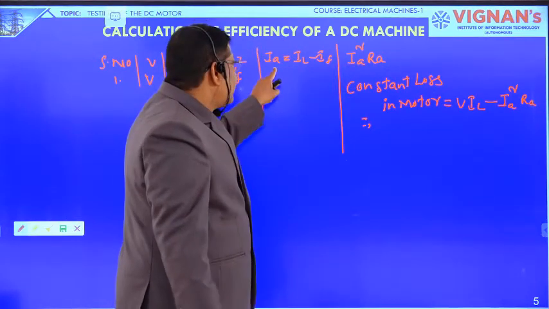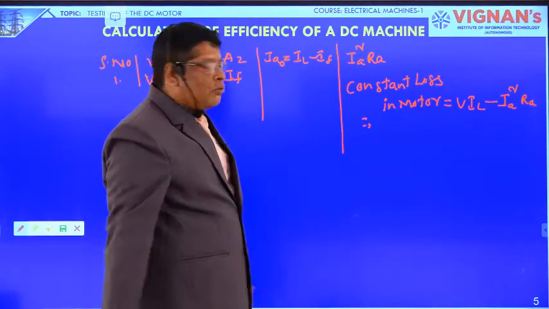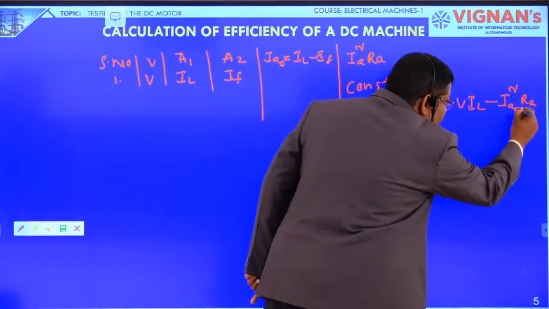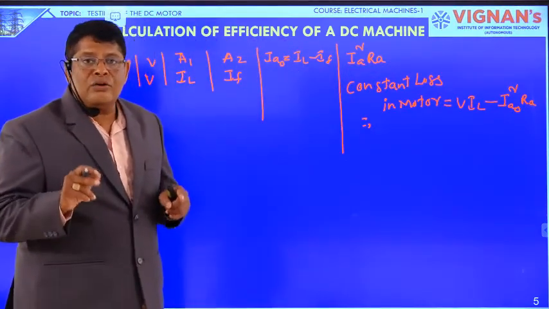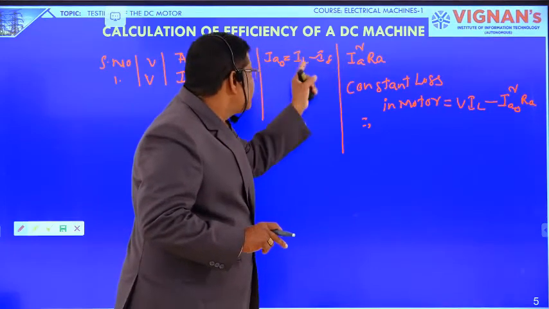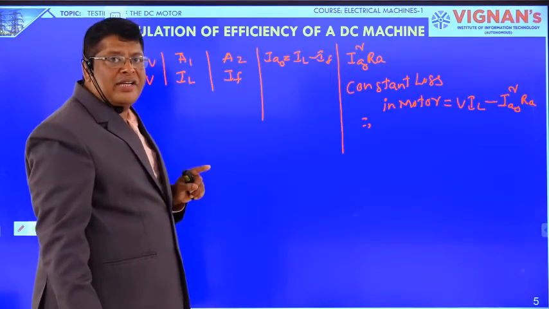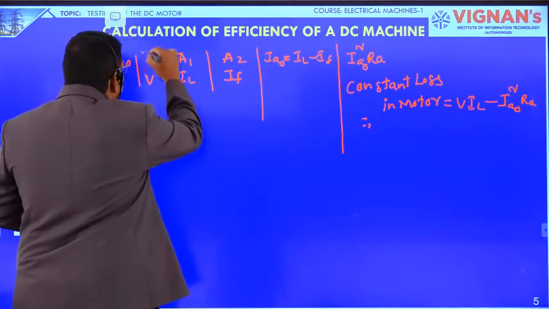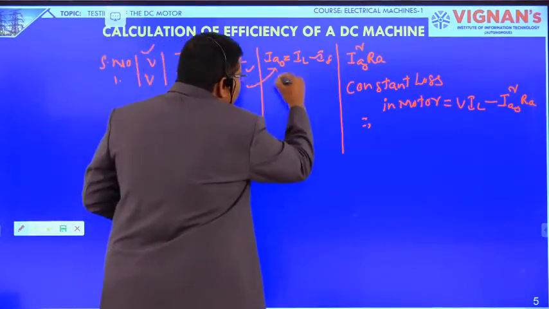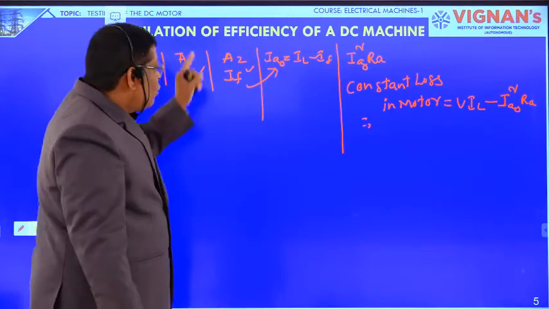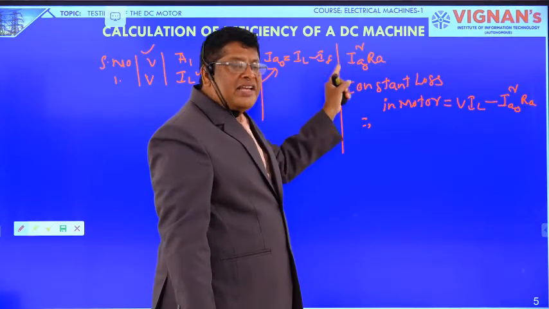To represent the current at no load, here we have taken IA0. Why have we taken IA0? Because it is the armature current at no load. We get this reading from the Swinburne test. From the Swinburne test, we know the values of voltage, IL and IF. From these, we calculate IA0, the no load armature current. Once you know the no load armature current, you can calculate the armature copper loss, IA square RA.